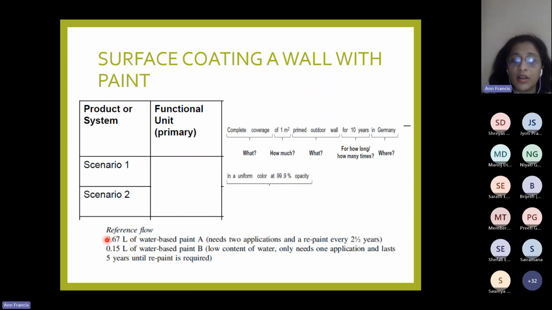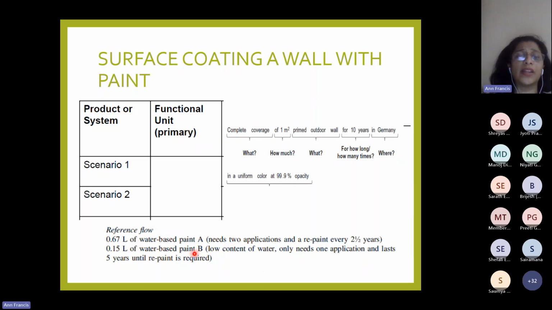Now, if I'm talking about a reference flow, or how much paint I would need: for 1 meter square, with paint A, I just need 0.67 liters. But I need to apply it twice and repaint every 2.5 years. That is the case of paint A. In the case of paint B, I just need 0.15 liter, low content of water, and it only needs one application, and it lasts for about 5 years until the repaint is required.